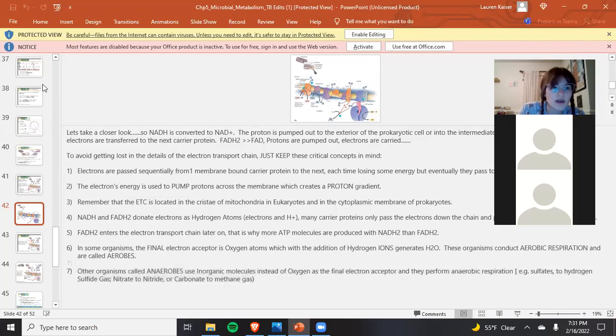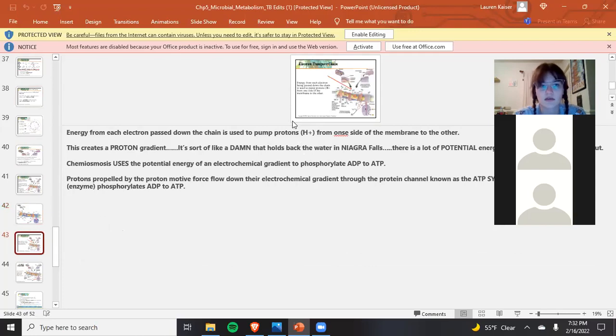So if you want to know more about it, hold on, I gotta check. Would you say that hydrogen coming in is active transport? Good question. I'm going to say no. Hold on. Let me see here. Okay, I was wrong. It says right here, energy from each electron passed down the chain is used to pump protons from one side of the membrane to the other.